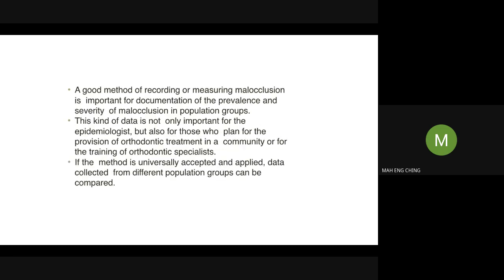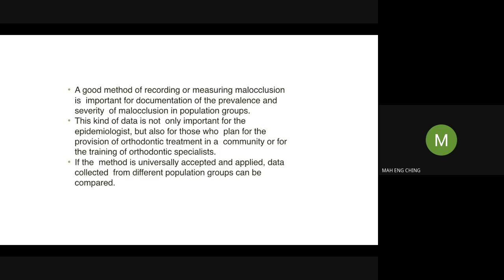So a good method of recording and measuring malocclusion is important for documentation and for the prevalence and severity in a population group. So you have to write down the IOTN and the dental health component usually for all patients. And this kind of data is not only important for epidemiologists, but also for those who plan the provision of orthodontic treatment in the community or the training of orthodontic specialists.